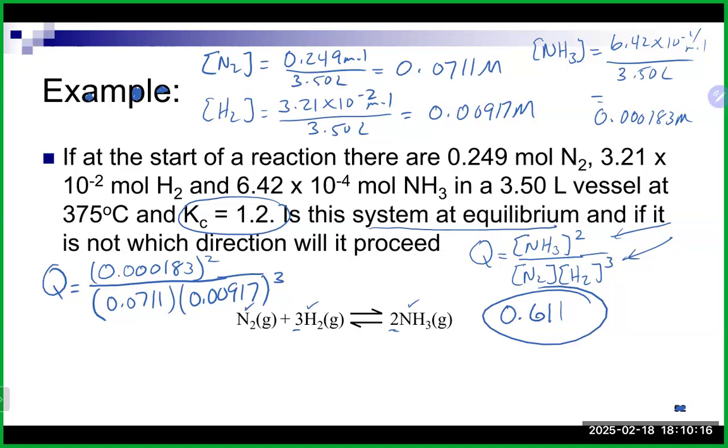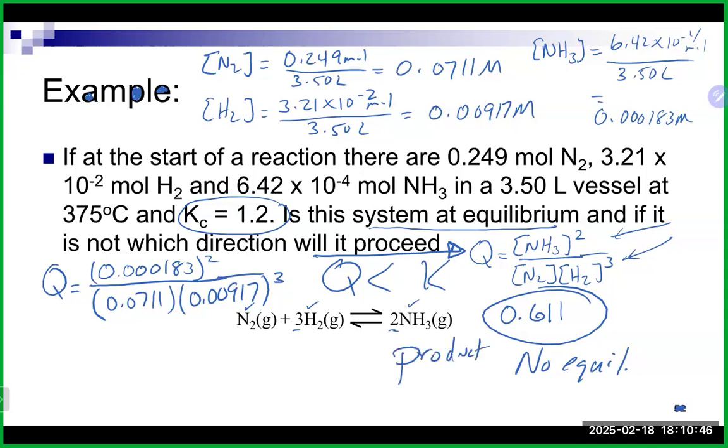Any questions on that there? In this case, first off, Q is less than or greater than K? It is less than K. That tells us, is the system at equilibrium? So no for the equilibrium. It also tells us which way we need to go to reach equilibrium. We need to go opposite of where that's pointing. We need to go towards the product side, and we need to make more products in this case to reach equilibrium. Any questions on that?